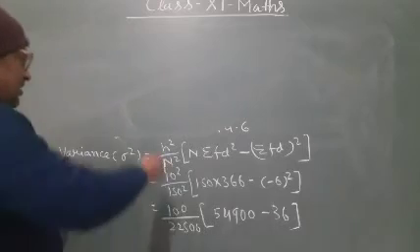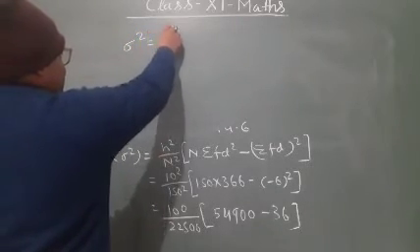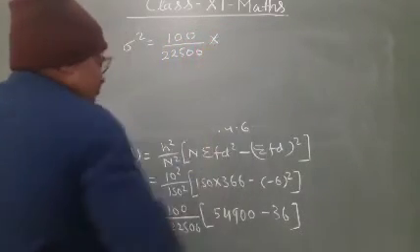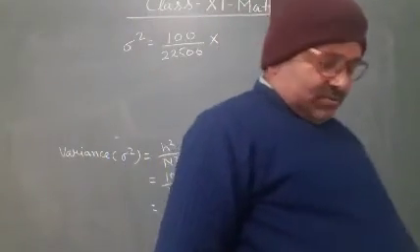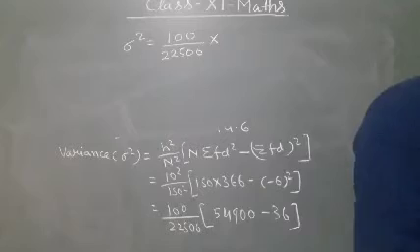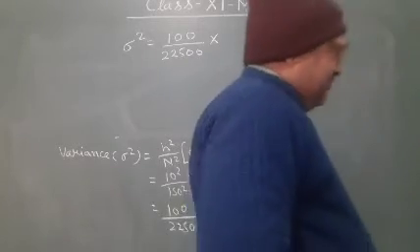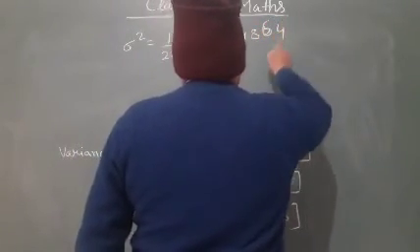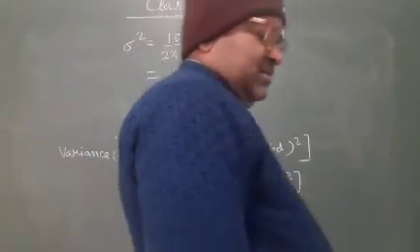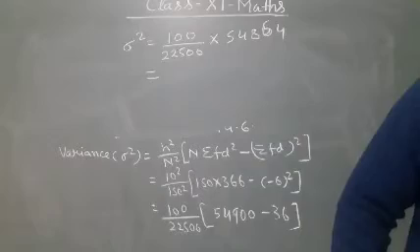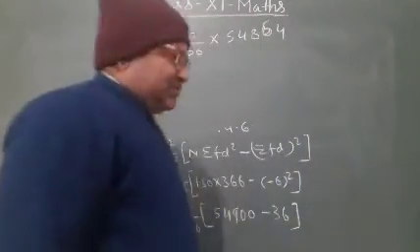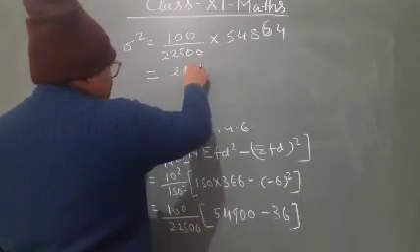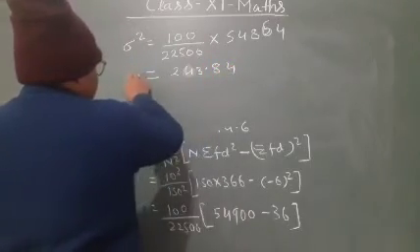So therefore we find the value of variance: sigma square equal to 100 upon 22500 into 54864, and that's equal to 243.84. That is sigma square.